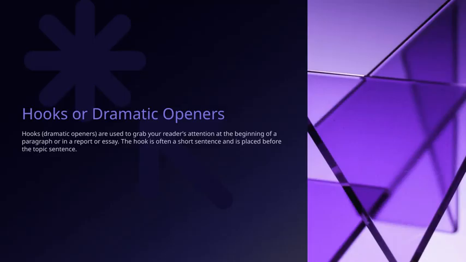Let's talk about hooks or dramatic openers. These are powerful tools used to immediately grab your reader's attention right at the start of a paragraph, report, or essay. Think of a hook as a short, punchy sentence that sparks curiosity or makes a bold statement. It's typically placed right before your topic sentence to draw your audience in. By starting with a compelling hook, you set the tone and engage your reader from the very beginning. Remember, the goal is to pique interest early on and make your audience eager to read more. This technique is a key part of effective communication and connects directly to the overall theme of capturing attention and maintaining engagement throughout your writing.